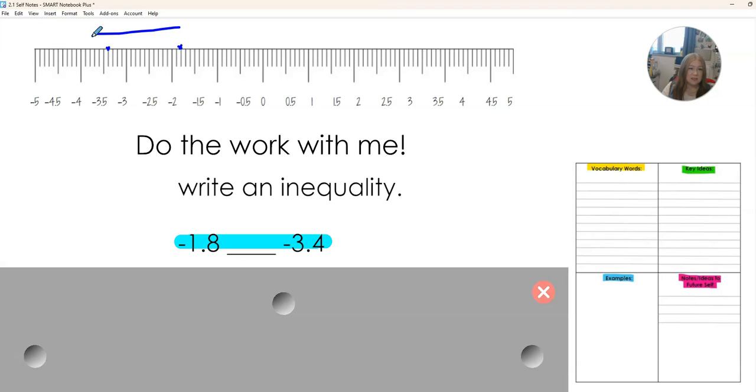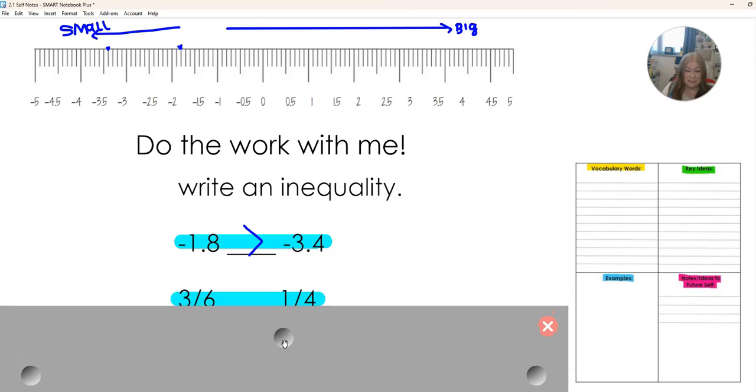So remember, this way is always getting smaller. And the one that's more to the right is going to get bigger. So even though negative 1.8 is negative, this one is even more in the negative, so it is smaller. So you have to pay attention to those negative signs, because if we just think about 3.4, that sounds bigger. But because it's negative, it means that person actually has even less money. They owe somebody more money. So we're going to write our inequality. So negative 1.8 is greater than negative 3.4, or I can read it backwards. Negative 3.4 is less than negative 1.8.